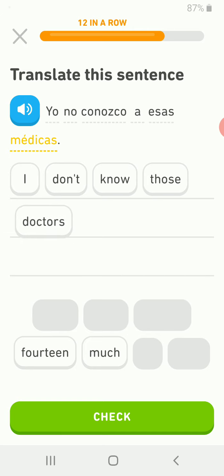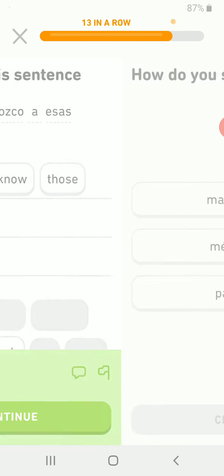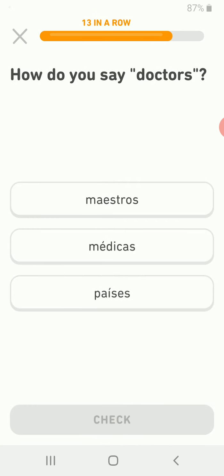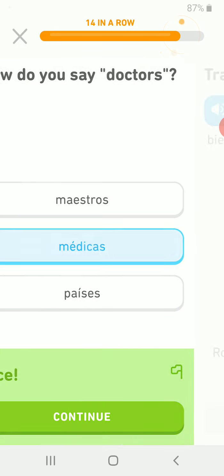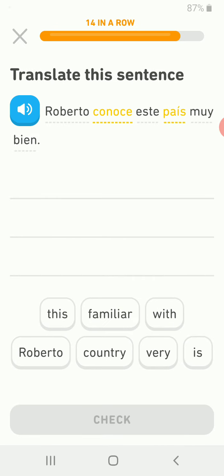Yo no conozco a esas médicas. I don't know those doctors. That's how. So esas is not estas, so it's those. How do you say doctors? Médicas, of course. Médicas. Roberto conoce este país muy bien.